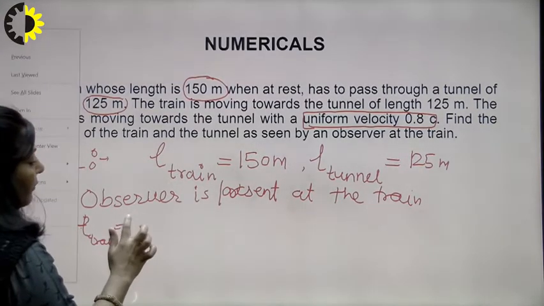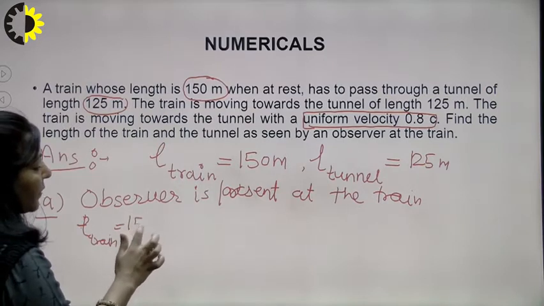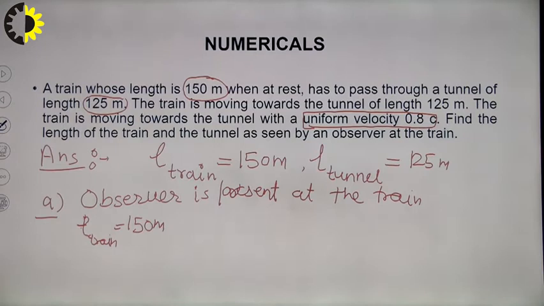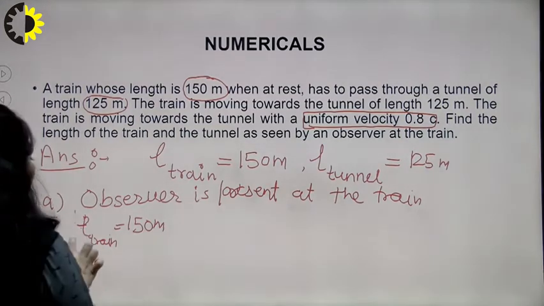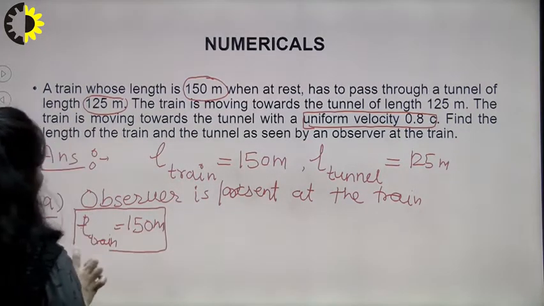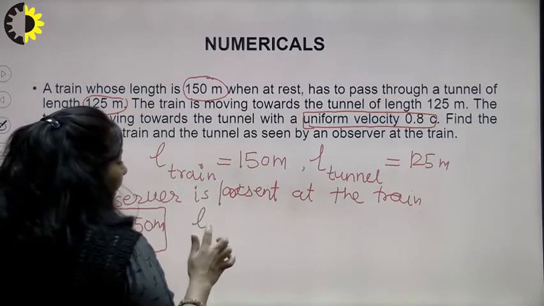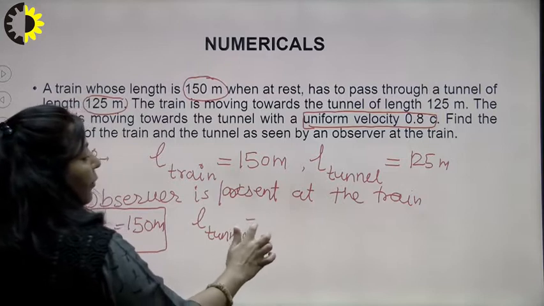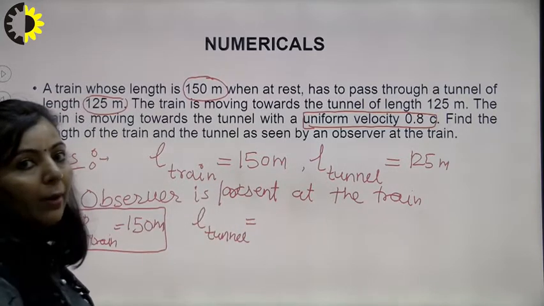So length of the train, why am I saying so? Because when the observer is in the train, the train is at rest for that observer, so the length of the train is 150 meter. Now you have to find the length of the tunnel, and you are going to calculate it for that observer who is sitting in the train.